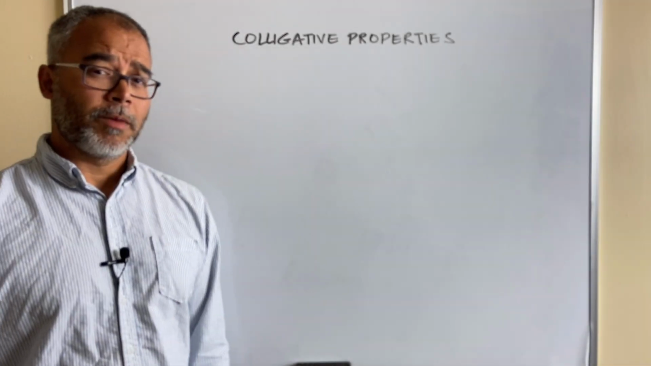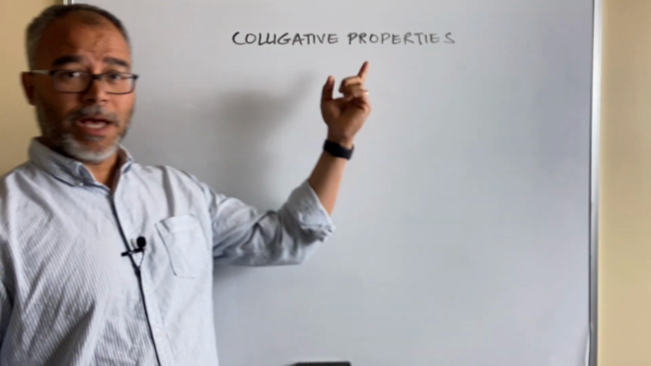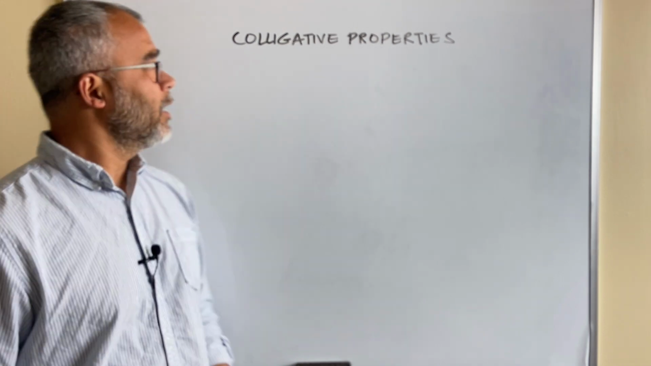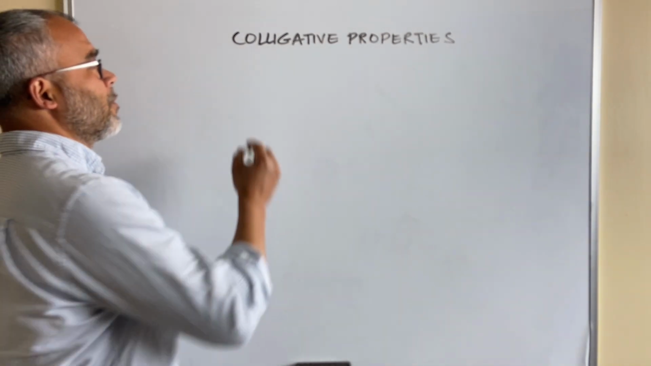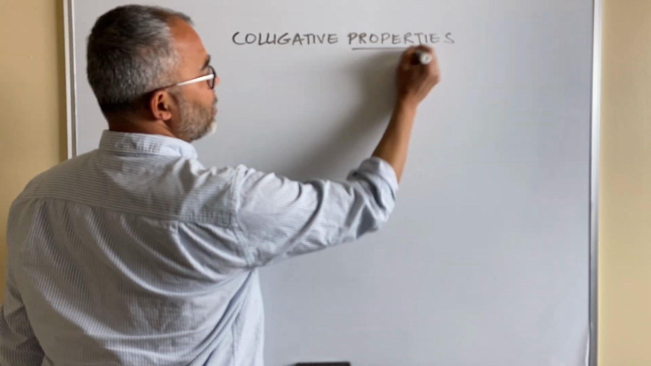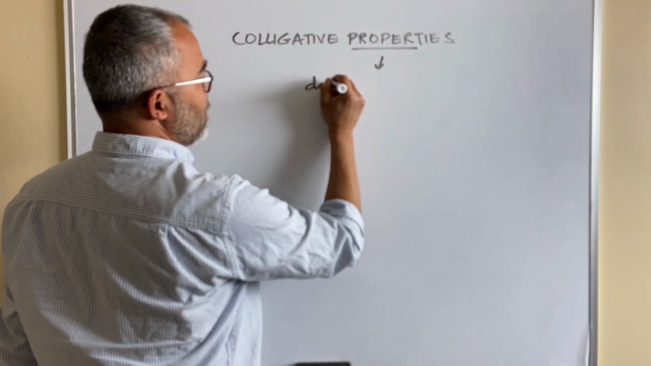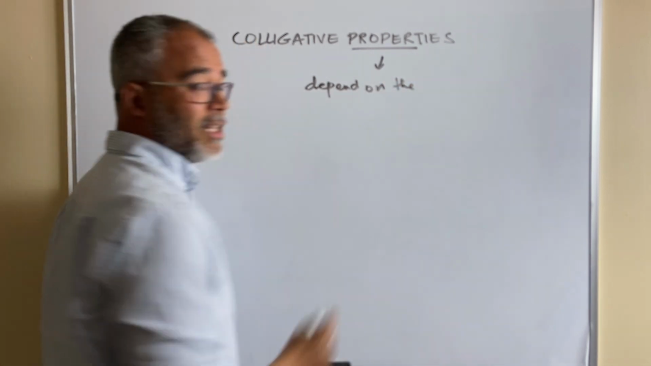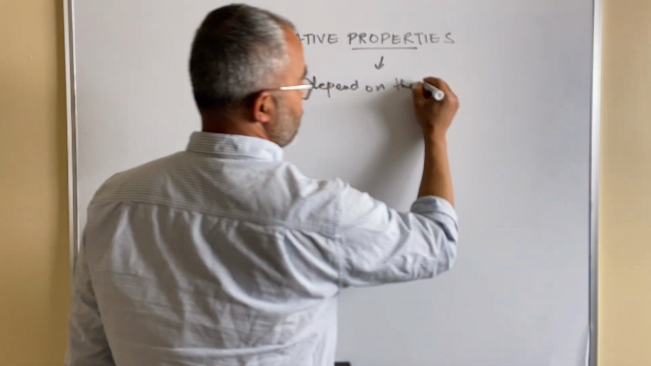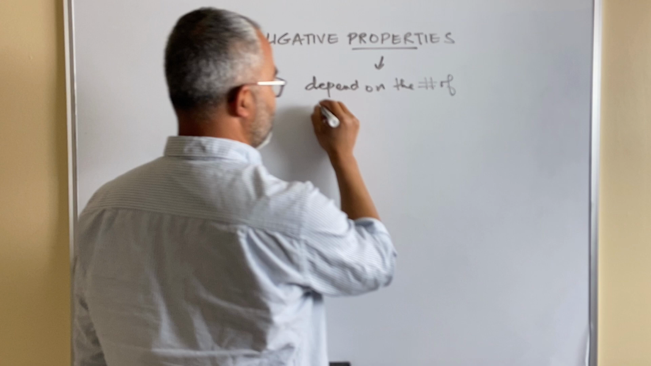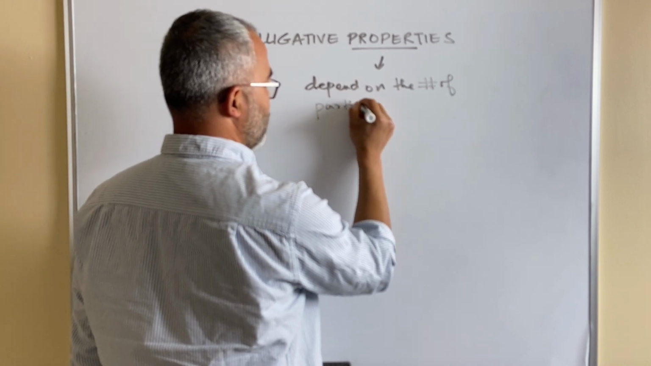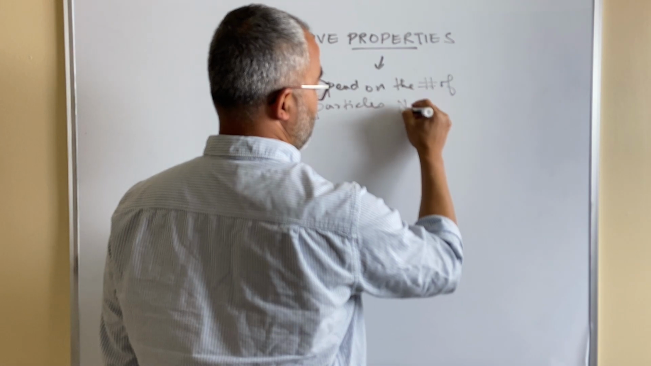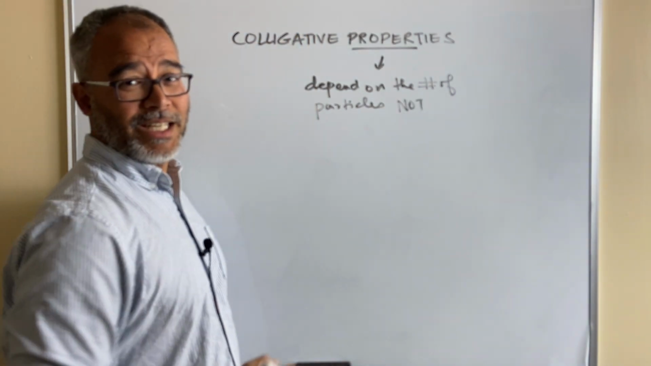In this video, we're going to talk about colligative properties. So the question is, what exactly are colligative properties? Colligative properties are any properties that depend on the number of particles in solution, but not on the identity of particles.